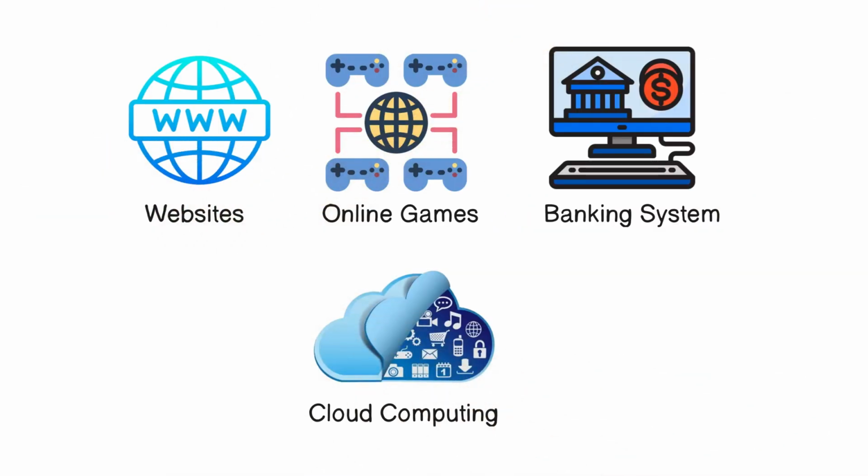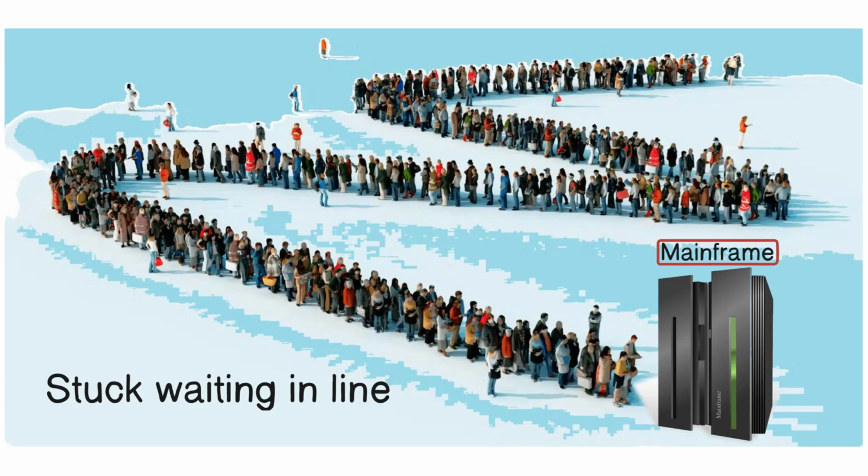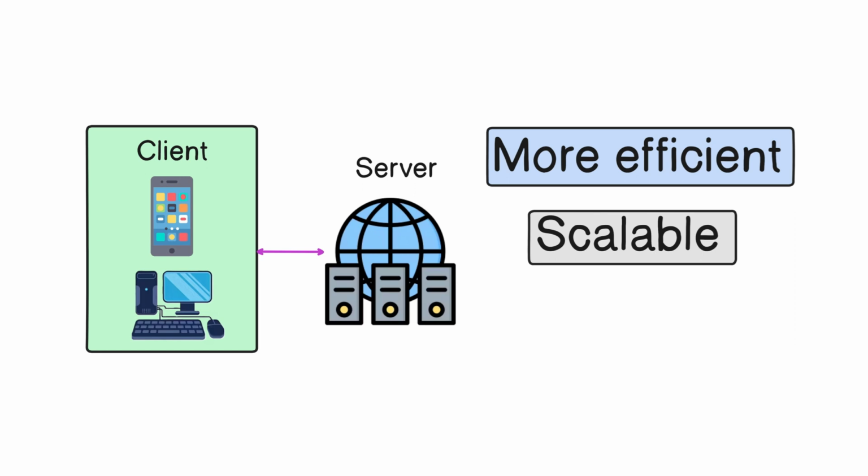This shift enabled the development of websites, online games, banking systems, and even cloud computing. Without client-server architecture, we would still be stuck waiting in line for a turn on some slow, overloaded machine. Client-server architecture supports scalability. So if the number of clients increases, more servers can be added to handle the increased volume. This is something we have already discussed in our horizontal scaling video. So if you want to check it out, go check it out from the top right corner of your screen.